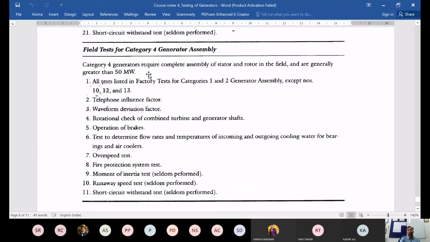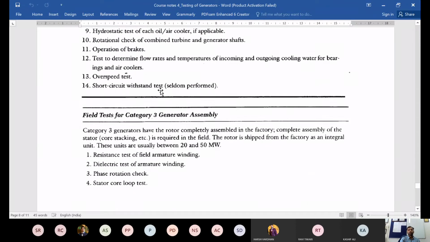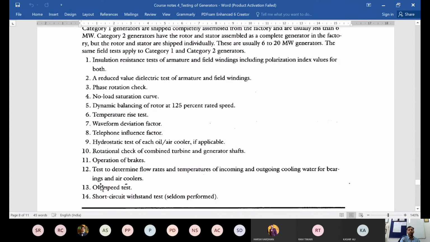These, as we have been discussing, have a rating above 50 MVA, and the complete assembly of both the stator and the rotor occurs in the field. So here the list is actually much longer because, as it says, the first point is all tests listed in factory tests for categories 1 and 2 generator assembly except numbers 10, 12, and 13. So out of these 14, 11 will come here. Except for 10, 12, and 13, all of these are there.